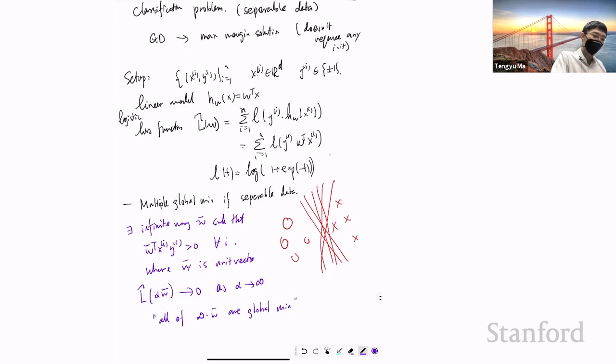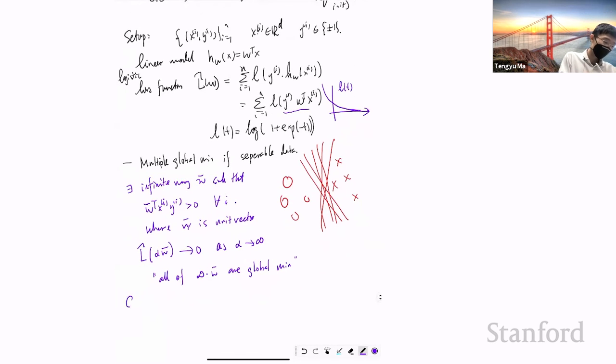Maybe I should also draw this. The loss function looks like this. This is L of t. When t goes to infinity, you get close to 0 loss. And what's t? T is y times W transpose x_i, and this thing will go to infinity as you scale the norm of the classifier. So you have so many directions that you can find. There are so many global minima.